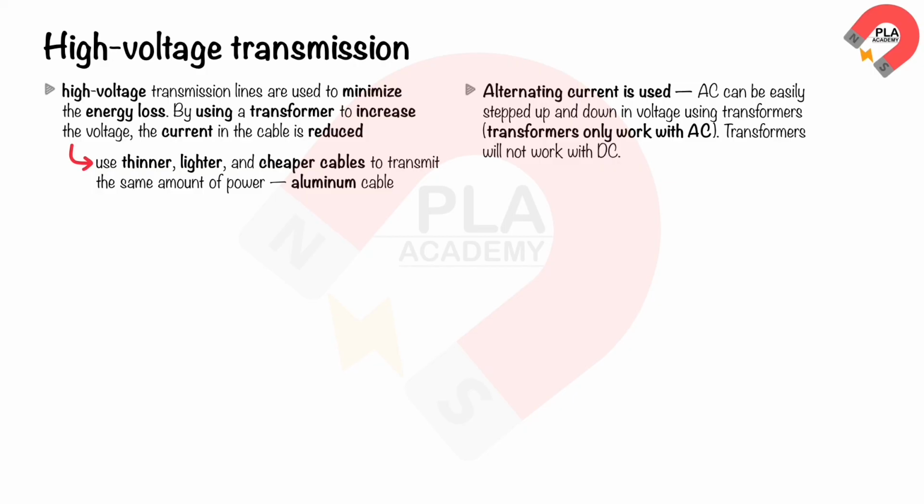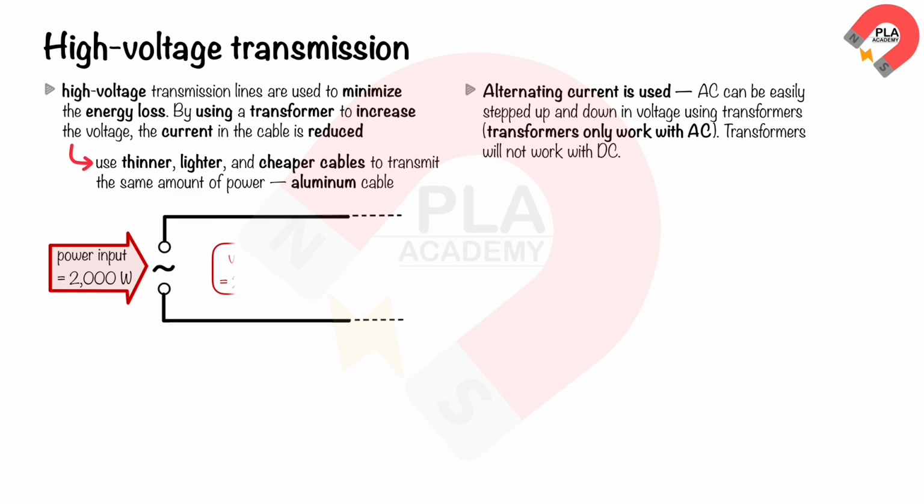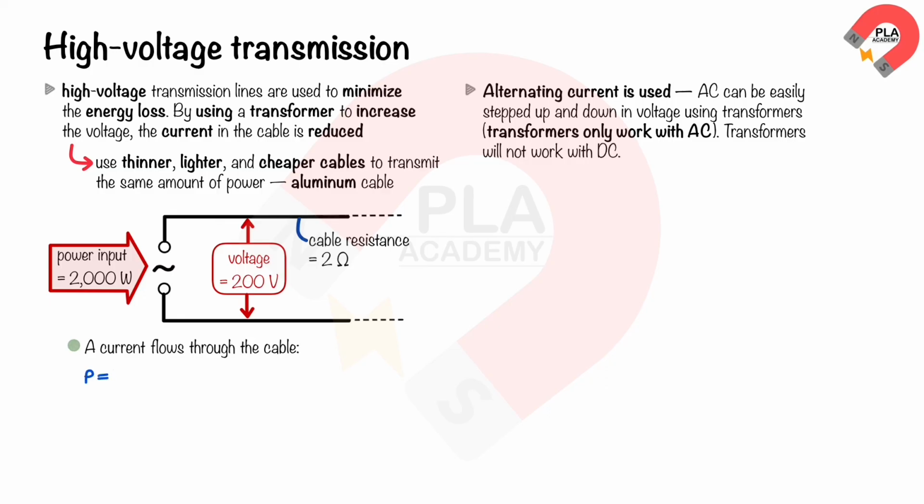The calculation demonstrates why less power is lost from a cable if power is transmitted through it at high voltage. In the first circuit, the power input is 2000 watts, the voltage is 200 volts, and the cable resistance is 2 ohms. The current flowing through the cable can be calculated by power equals current times voltage. To substitute, the power is 2000 and voltage is 200. The result of current is 10 amperes.